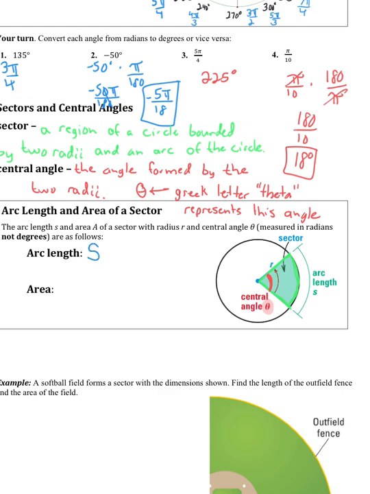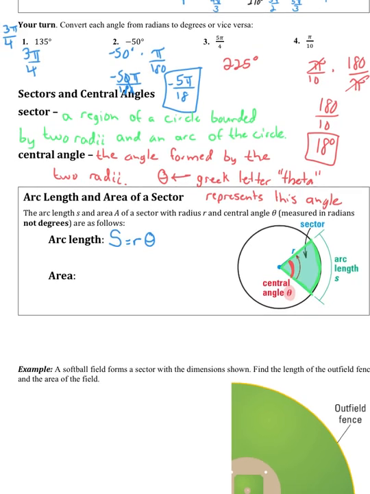First formula, arc length is represented by the letter S, and it is r times theta. That's arc length. Basically, the radius times the central angle will give you the arc length. Area is represented by the variable A. It's one half r squared times theta.